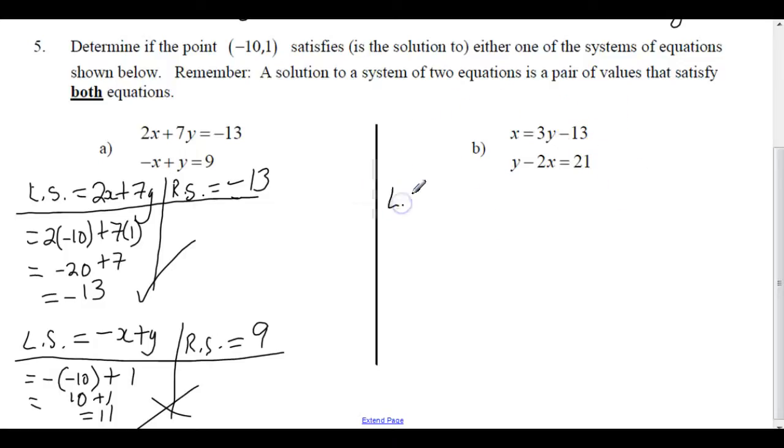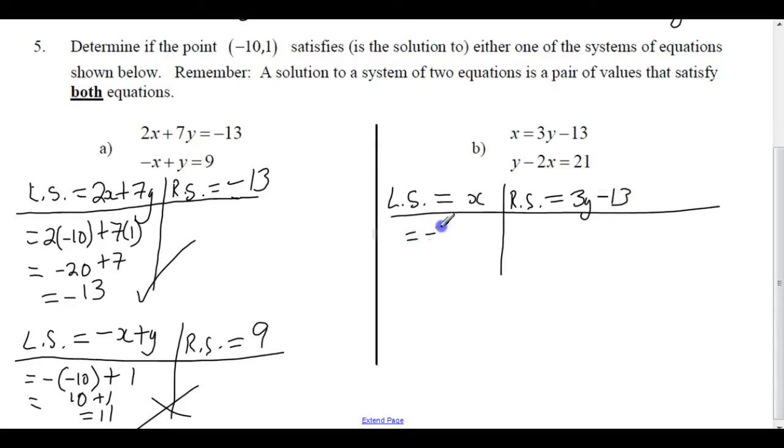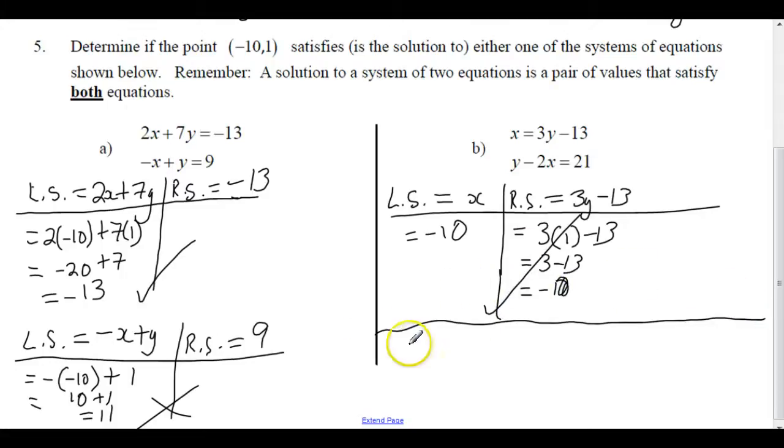And over here, the left side is x. The right side is 3y minus 13. The left side is negative 10. The right side is 3 times 1 minus 13, which is 3 minus 13, which is negative 10. So that's true. And now we're going to check the other one.